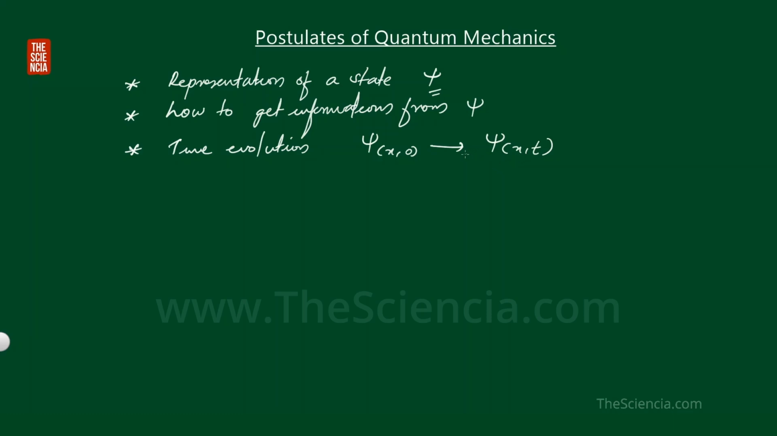So the postulates tell us how to represent a state, how to get information from that state, and how to find out the time evolution of that state. So let us discuss in detail. So the postulate 1. Postulate 1 is about the state of a system. That is how we can represent the state of a system and all.